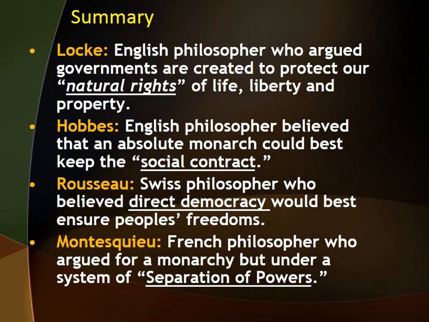So to summarize, Thomas Hobbes believed in the idea of natural rights, protecting your life, liberty, and property. Thomas Hobbes believed in a social contract. People should come together in order to protect their needs within society. Rousseau believed in direct democracy. He said that by giving people the power, they would be able to best protect their rights. And Montesquieu believed in a separation of powers. He said that we shouldn't give all the powers and all the duties to one person.